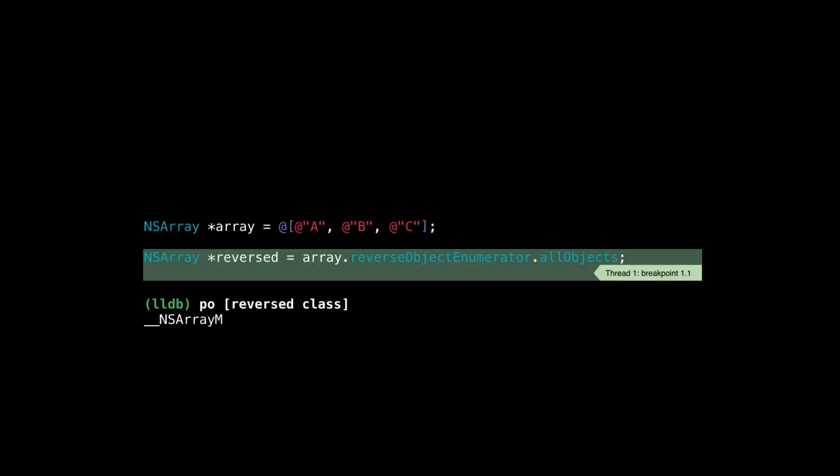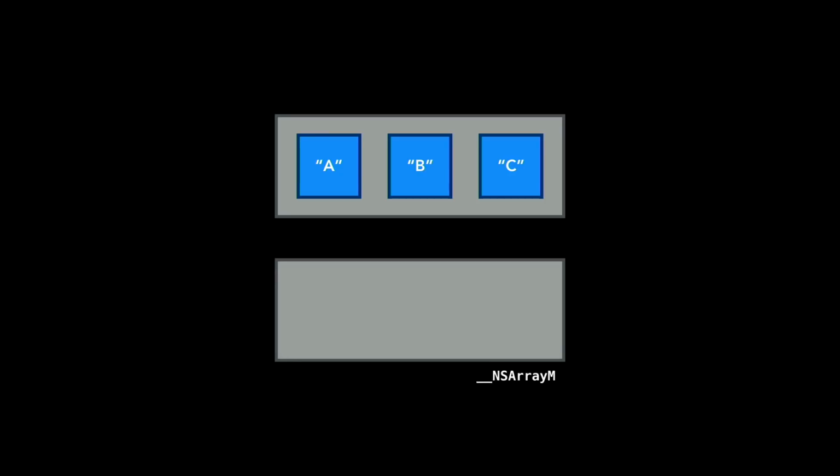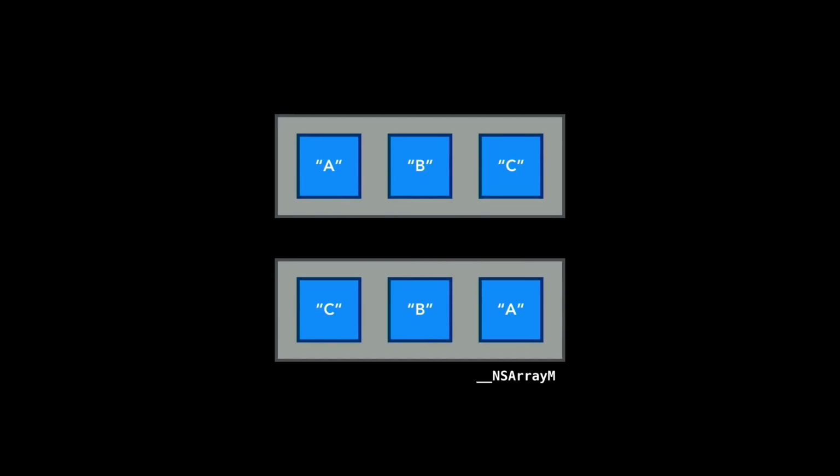That M means mutable. And what that means is this is a full copy of our original array. So this took every single element from our original array and put it in a new spot in a new array. So what does that look like? If we had an array ABC, we make that copy as an NSArrayM, and we move the last element to the first spot, the middle element stays in the middle spot, and the first element goes to the last spot. So we fully created a copy here when we call this reverseObjectEnumerator.allObjects.